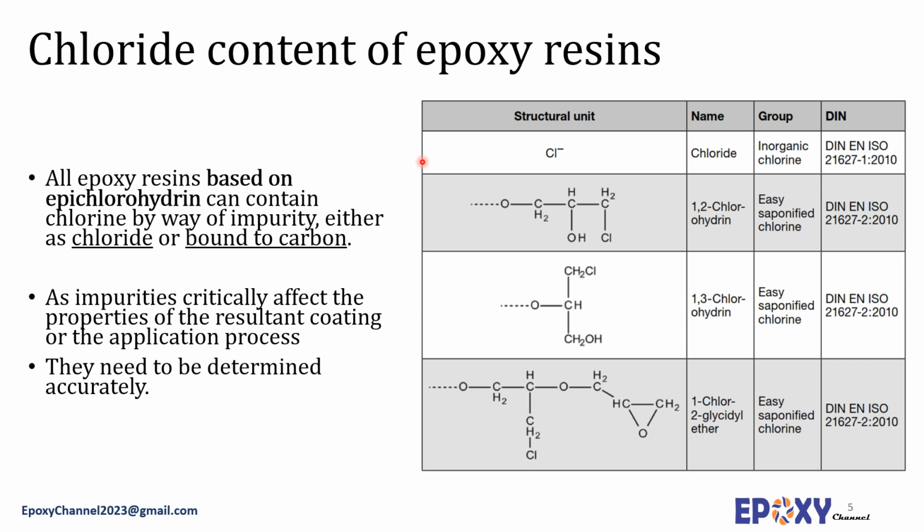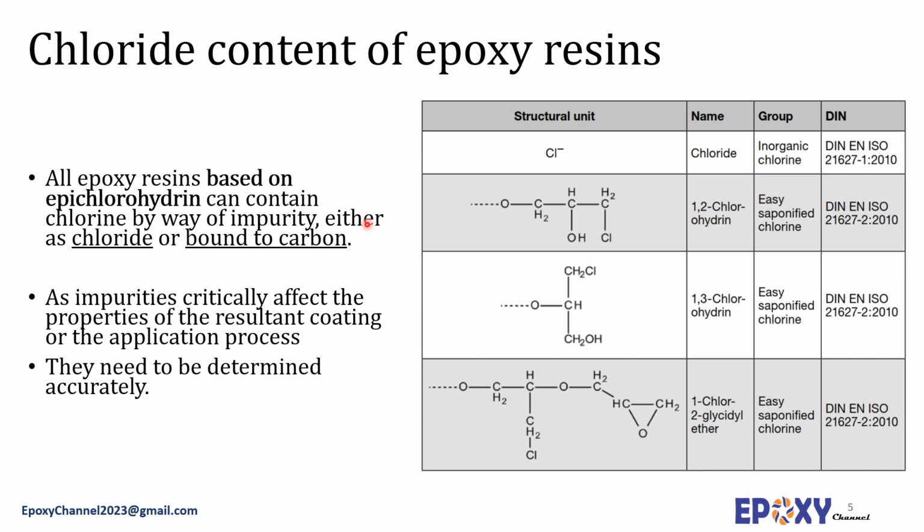But all epoxy resin based on epichlorohydrin can contain chlorine by way of impurity, either as chloride or bound to carbon. Here you can see the structure of the chlorine present in epoxy resin. It could be in free form, known as chloride, or in this form, known as 1,2-chlorohydrin, and so on.